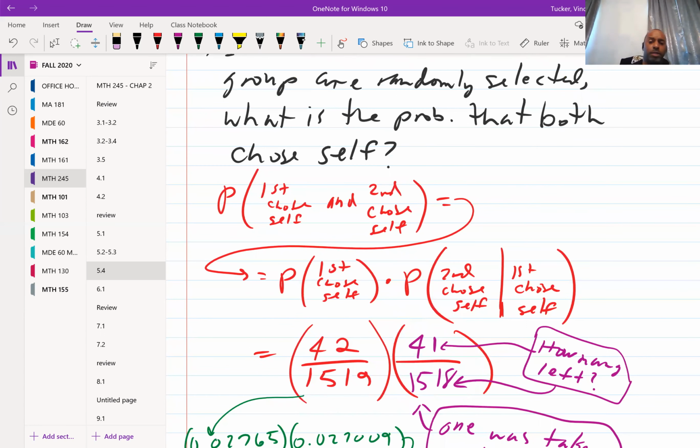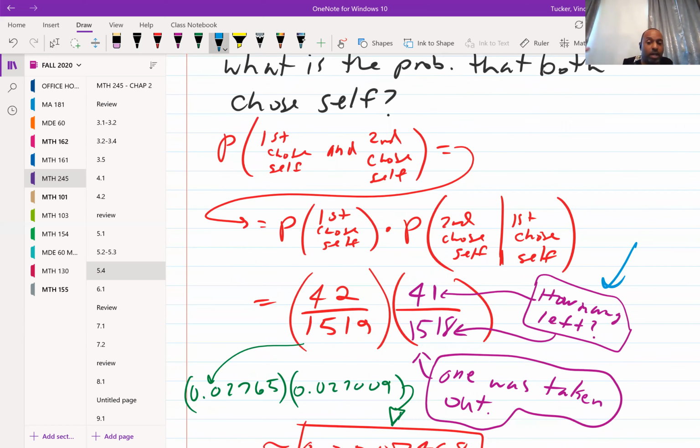Where that comes from is if the first one you chose was someone who chose self, now there's only 41 out of the 42 people left. And then also out of the 1519, there's only 1518 left. So basically, you're asking yourself how many is left out of each one of those categories. One was taken out of each. Once again, you had 42 people that chose self. That's how many you had at your disposal from the first probability. If you take one of those people out, then there's 41 left. Then also at the bottom, there was 1519, but if you take one of those people out, there's only 1518 left. So that's why there's one taken out of each one of those categories.